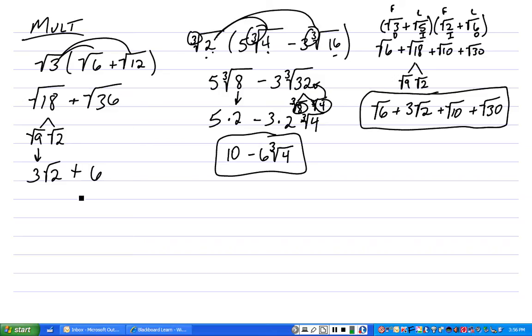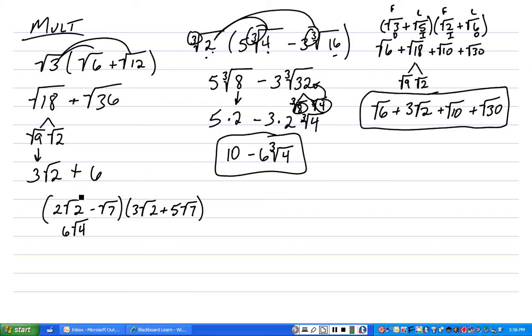Let's say we have 2 square root of 2 minus square root of 7 in parentheses, and then 3 square root 2 plus 5 square root of 7 in parentheses. Again, you could FOIL, so first times first. This 2 times this 3 would give me a 6. Square root of 2 square root of 2 would give me the square root of 4 for my first.